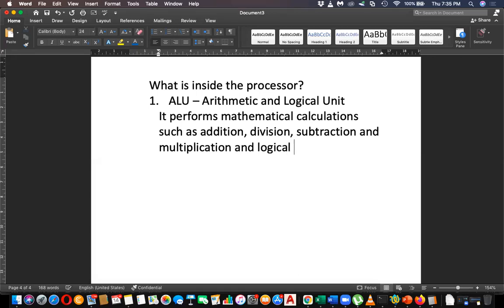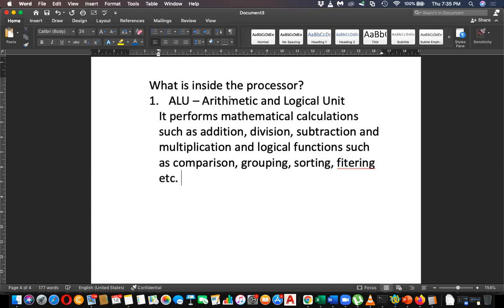and logical functions such as comparison, grouping, sorting, filtering, etc. So that is what the arithmetic and logical unit does. So that is inside the CPU. Inside the CPU, you can see the ALU, arithmetic and logic unit. Okay, quickly write this and let me know once you are done.